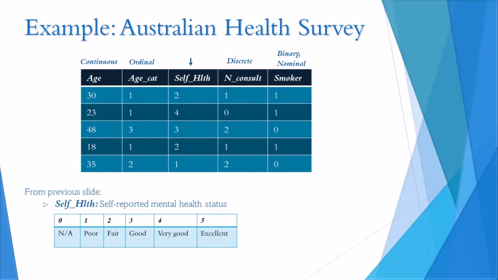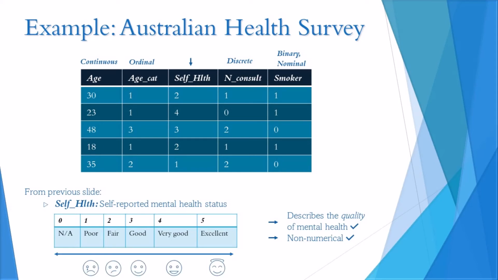Lastly, let's look at reported mental health. This variable describes the quality of respondents' mental health. It's non-numerical, so it has to be categorical. It also scales this quality from lowest mental health to best. Therefore, we can conclude this is an ordinal variable.